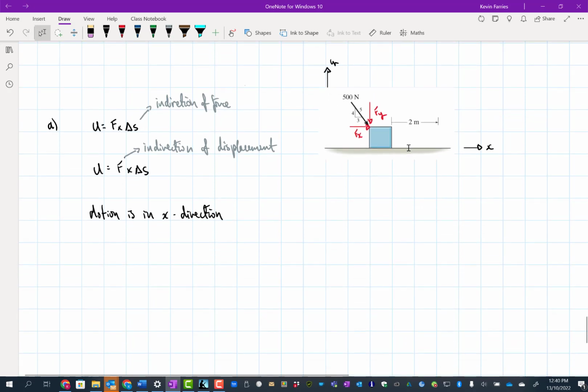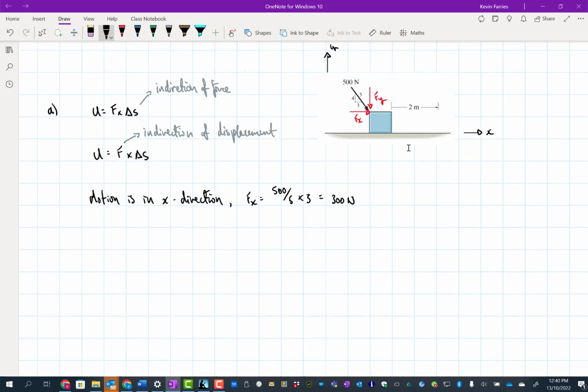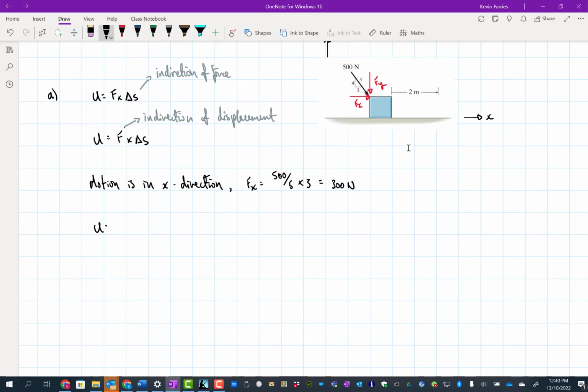So we need the force in that direction, the component of force in that direction. And so Fx is equal to, usually you'd be using sine, cos, and tan. They've given us that 3, 4, 5 rule. And so it's going to be 500 divided by 5 times 3 is the one on that side. So it's 300 newtons.